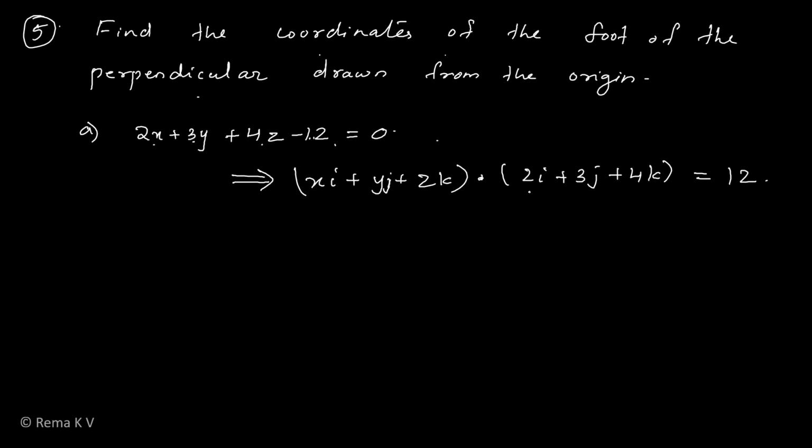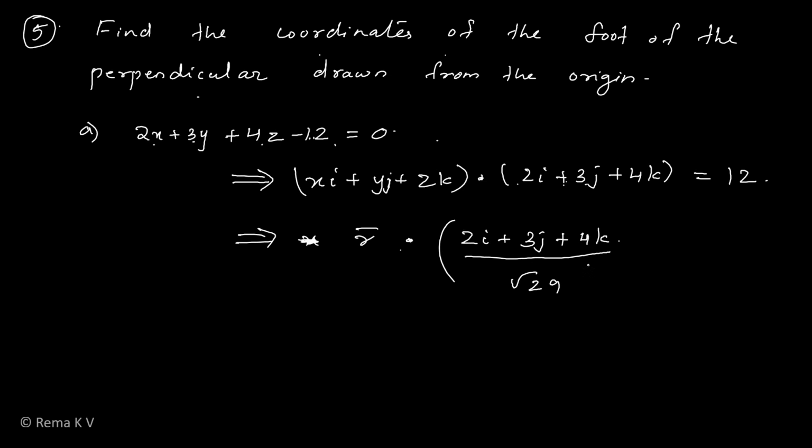See, here this is not a unit normal vector, so we have to change this to n cap. For that, let us divide. We can write this as vector r dot n cap. To find n cap, 2i plus 3j plus 4k divided by magnitude, which is root of 4 plus 9 plus 16. It is root 29. This is equal to 12 divided by root 29.